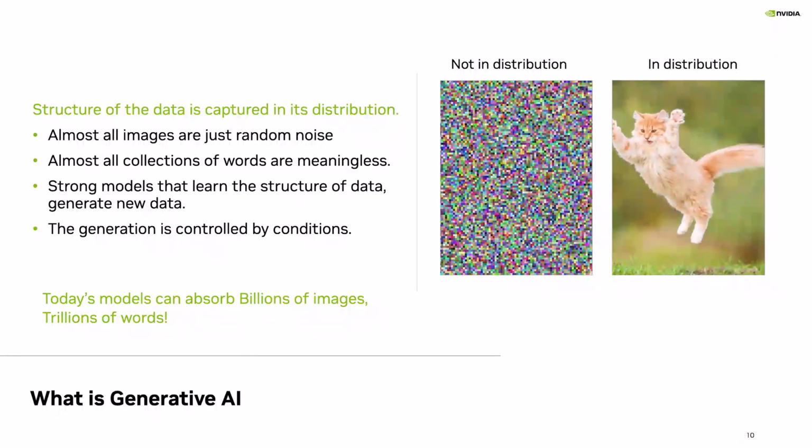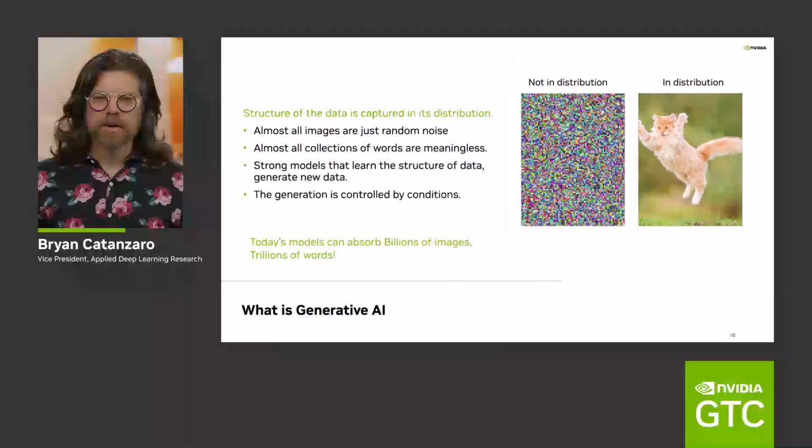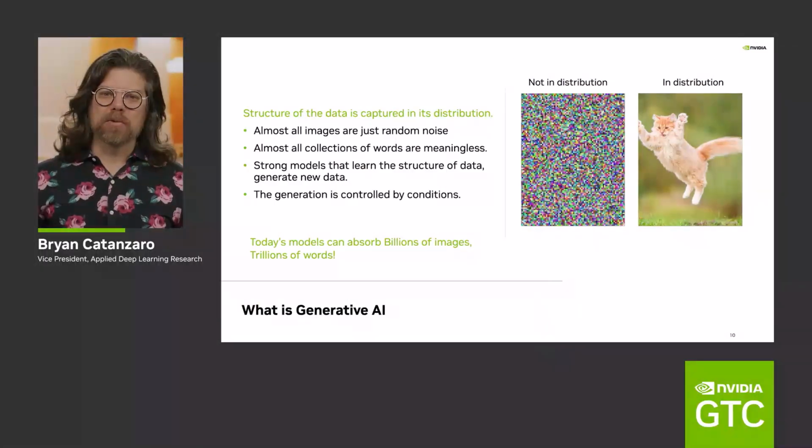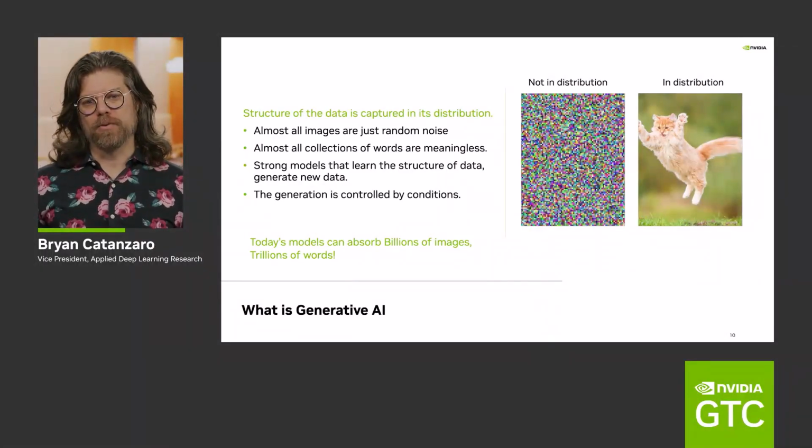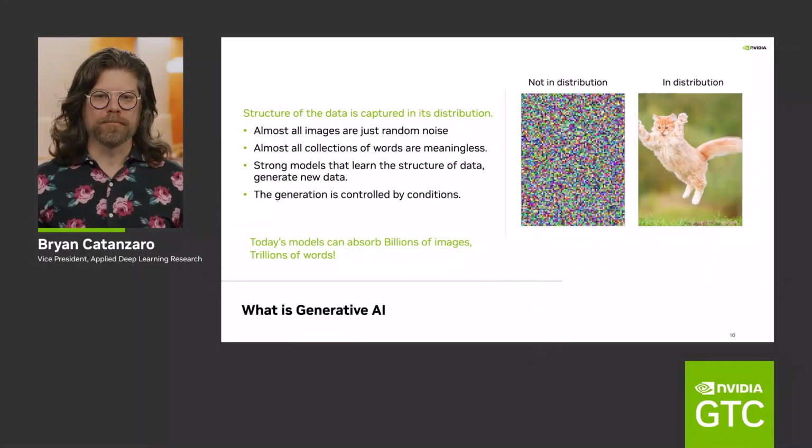The number of images that actually contain something from the real world or some sort of structure in it that we can perceive and understand is almost vanishingly tiny. And those are the images, of course, that we're interested in. And so if we had strong models for learning the structure of data, we could then generate new data.